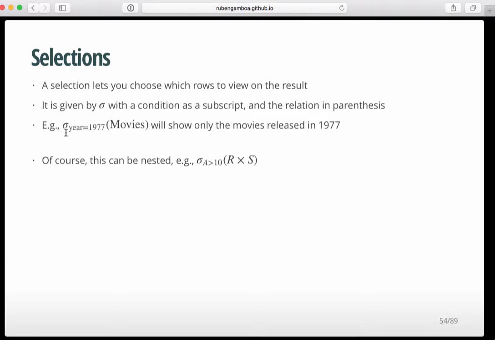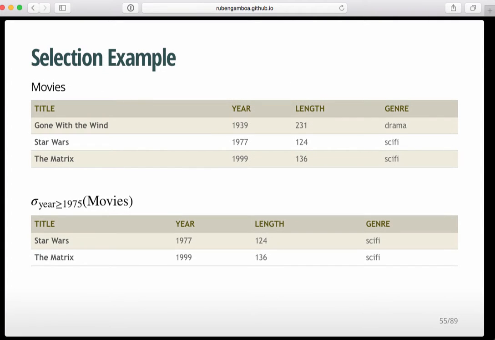So for example, sigma, or selection, year equals 1977 of movies, will return all the movies that were released in 1977. That's it, okay? As always, we can nest: sigma a greater than 10 of R cross S, okay? We will be coming back to that. Okay, so here's an example. Sigma, selection, of year greater than or equal to 1975 of movies, we get two movies, Star Wars and The Matrix. Sorry, Wayne's World, I like The Matrix better.